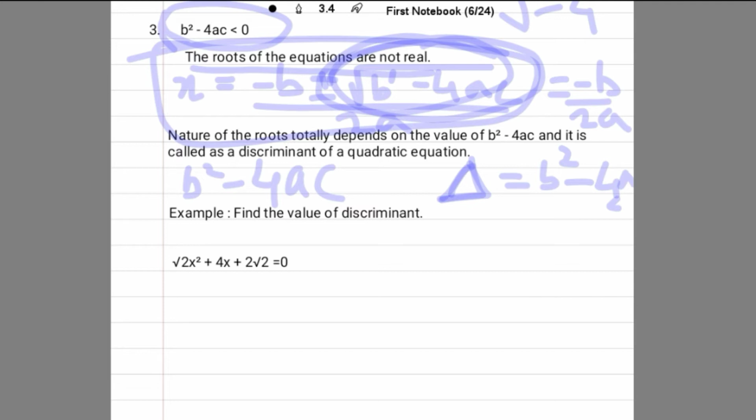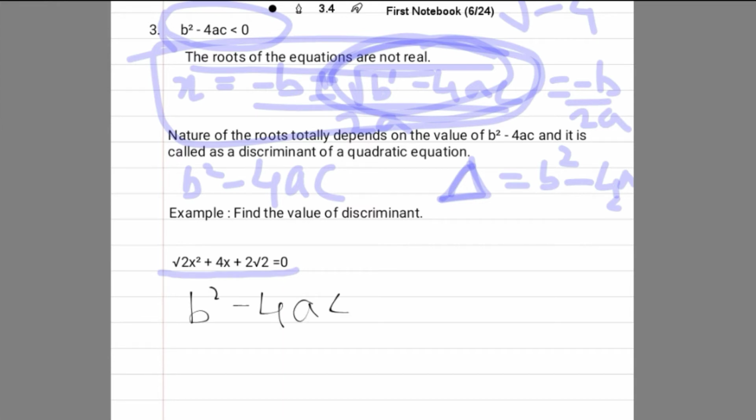So these are the questions based on this topic. Now I have taken only the find the value of discriminant question. So here is the question: root 2 x square plus 4x plus 2 root 2 is equal to 0. Now we have to find the value of discriminant. Now what is the discriminant? b square minus 4ac will be our discriminant, right?